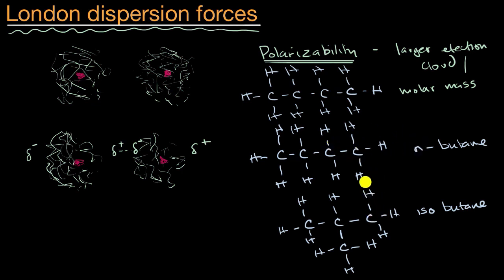They obviously have the same number of atoms in them. They have the same number of electrons in them. So they have similar size electron clouds. They have the same molar mass. But because of N-butane's elongated shape, they're able to get closer to each other and induce more of these dipoles. So just by looking at the shape of N-butane versus isobutane, you say higher London dispersion forces in N-butane, so it's going to have a higher boiling point. It's going to require more energy to overcome the London dispersion forces and get into a gaseous state.